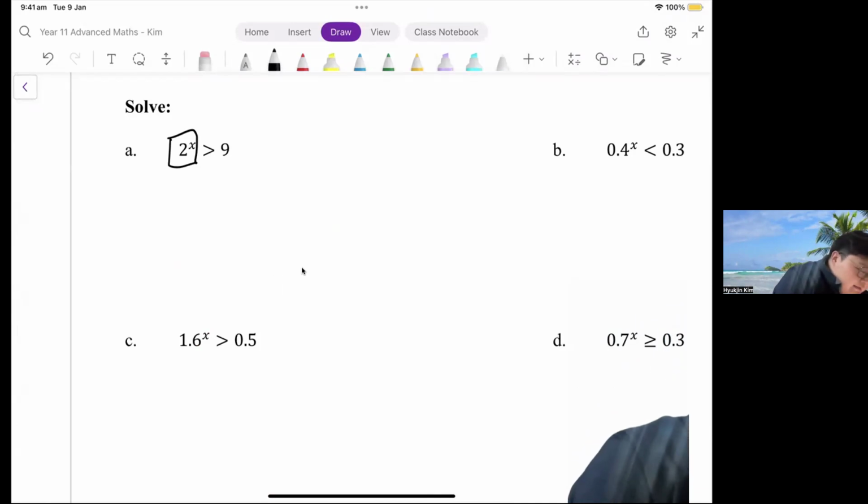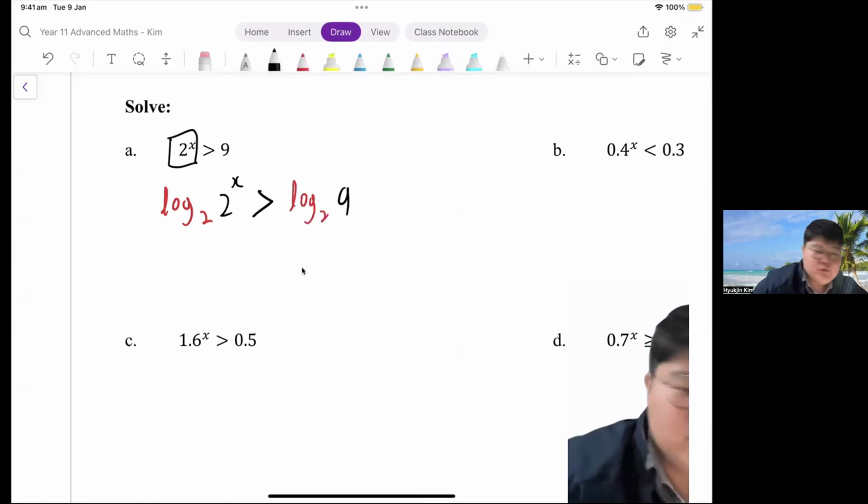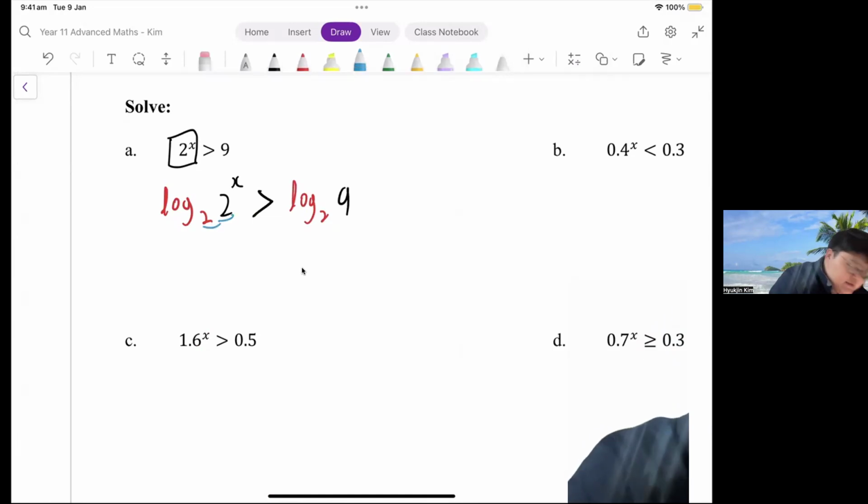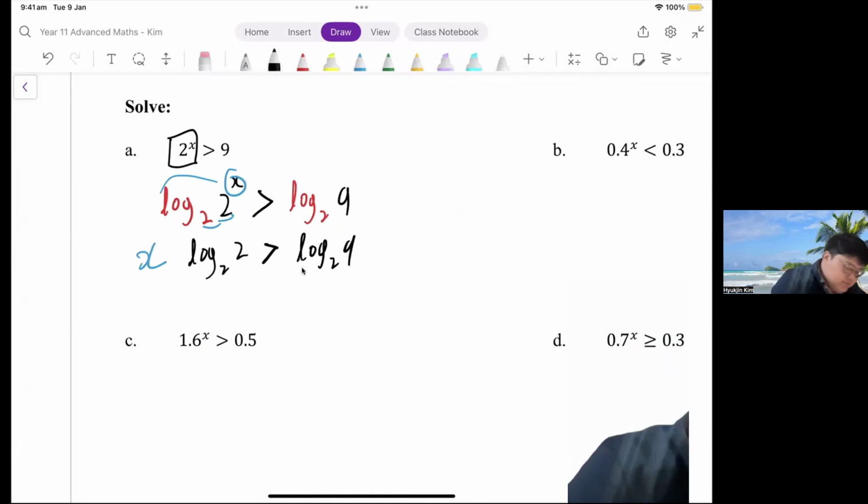The idea is I put log into both of them. So why did you choose base of 2? Because this base is the same as this base. And what I realized is, if I take the x out, it becomes x log 2 of 2 is greater than log 2 of 9. That cancels out. x is greater than log 2 of 9.